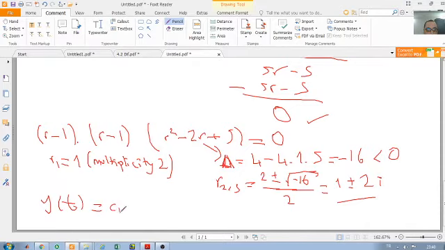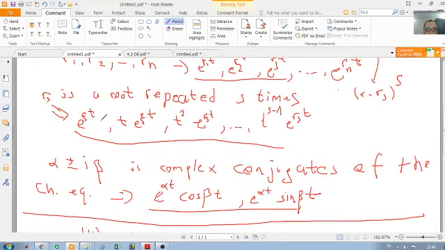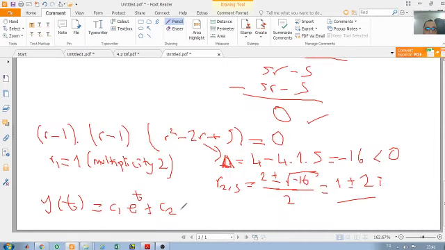c1 times e to the power t. Okay, 1 is the root, so 1 times t. Since it is repeated 2 times, the second solution, according to the formula written here, s is 2, so 2 minus 1 is 1, so t times e to the power rt, with r equal to 1. Therefore t times e to the power t is the corresponding special solution for this repeated root. So we write c2 times t times e to the power t plus c3.